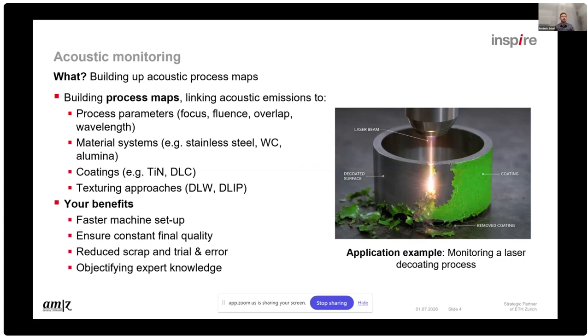And the main benefit for the partner that would be interested in using this technology is, of course, we can automate machine setup with acoustic monitoring. We can ensure the quality. We can reduce scrap as well as trial and error during the processing. And we can quantify what has before only been the domain of expert knowledge.